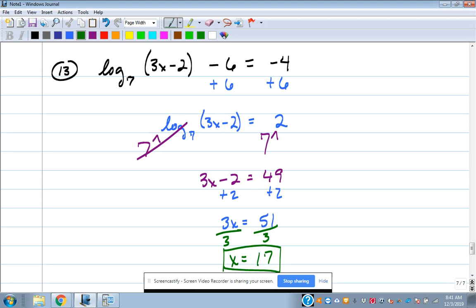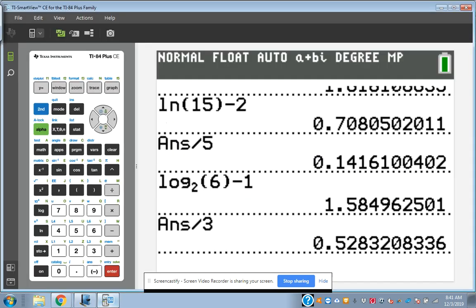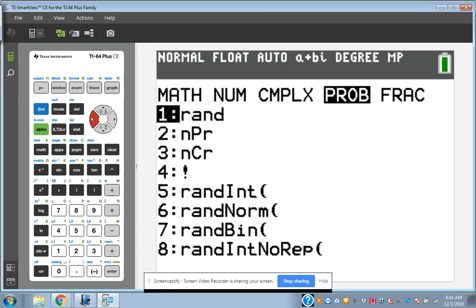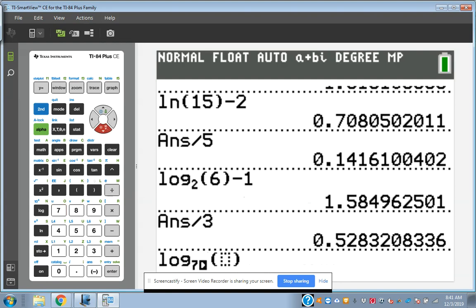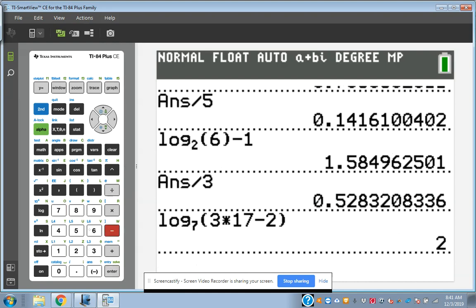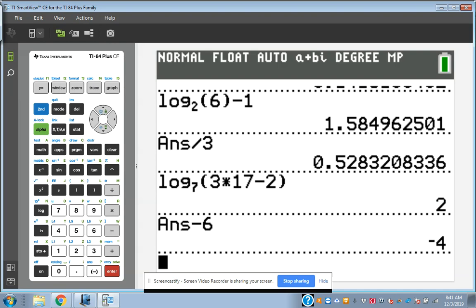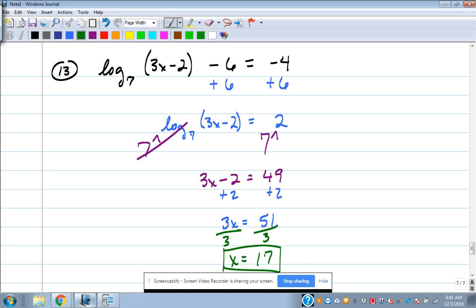So you're going to do the 3x minus 2 inside of the log base 7 and work that out, and then subtract 6 from that answer to check that it equals negative 4. So you would have to do math. Log base 7 of 3 times 17 minus 2, and then subtract 6 from that. That does equal negative 4, so it's the right answer. So make sure you're doing the log separate from the other math that's happening on that side. Okay. So far, pretty easy, not too difficult.